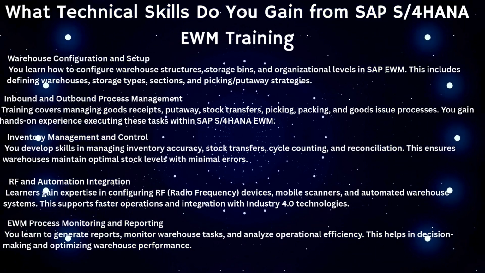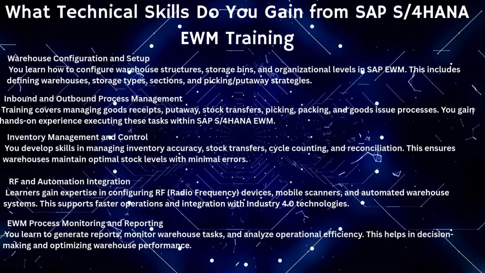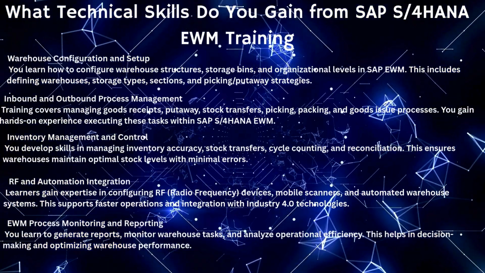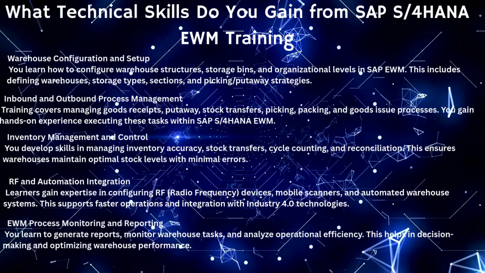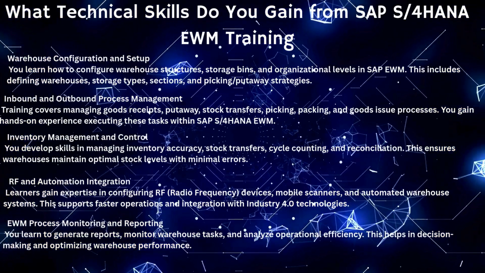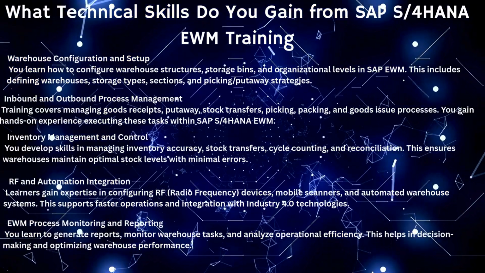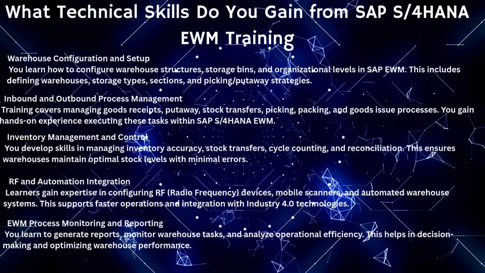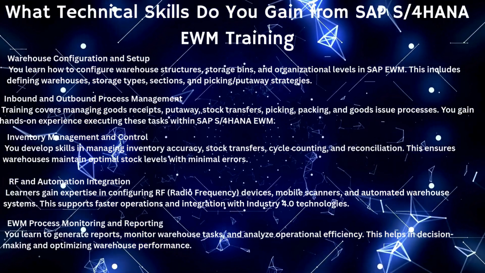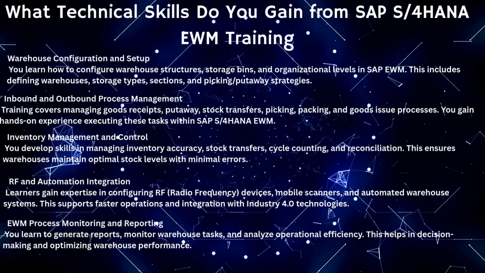What technical skills do you gain from SAP S/4HANA EWM training? Warehouse configuration and setup. You learn how to configure warehouse structures, storage bins, and organizational levels in SAP EWM. This includes defining warehouses, storage types, sections, and picking and put-away strategies. Inbound and outbound process management. Training covers managing goods receipts, put-away, stock transfers, picking, packing, and goods issue processes. You gain hands-on experience executing these tasks within SAP S/4HANA EWM.